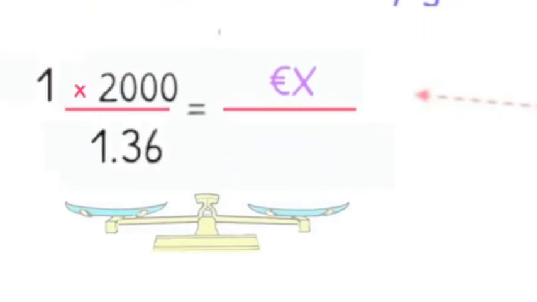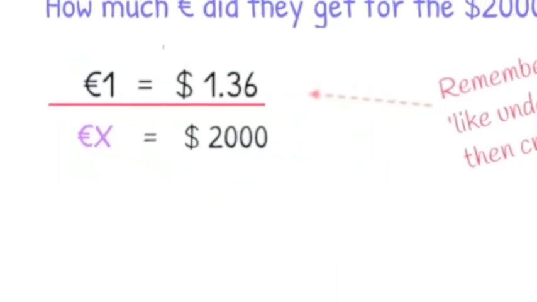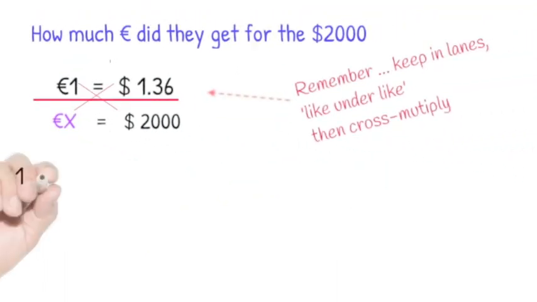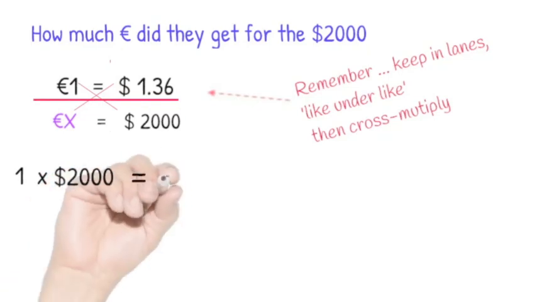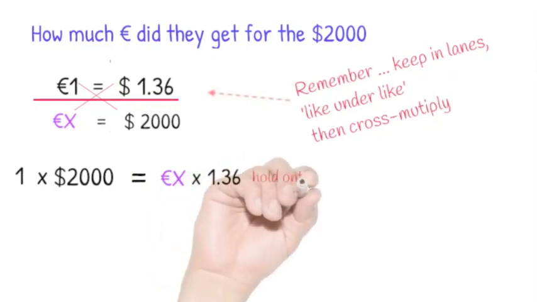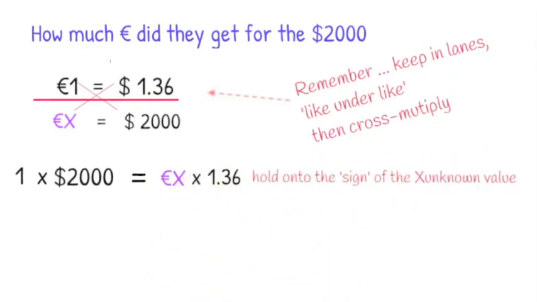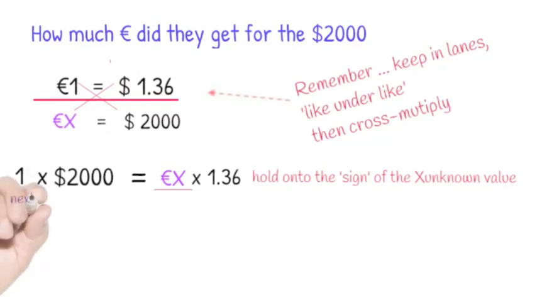We'll back it up for a second and break down what has actually happened here. The divide by 2000 moves across the equals and becomes a multiply by 2000, so it gets multiplied by 1. And on the other side, the x euro in the divide by position moves across the equals to the multiply by, and it's x euro multiplied by 1.36. And now, in order to get the x euro on its own, we move the 1.36 across the equals to the divide by position.